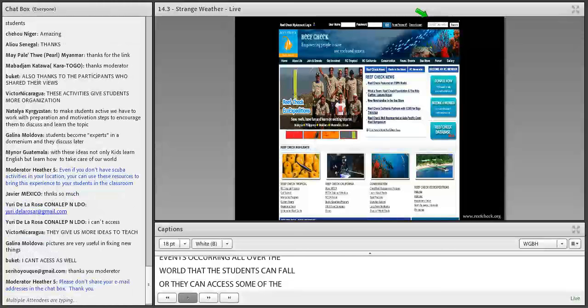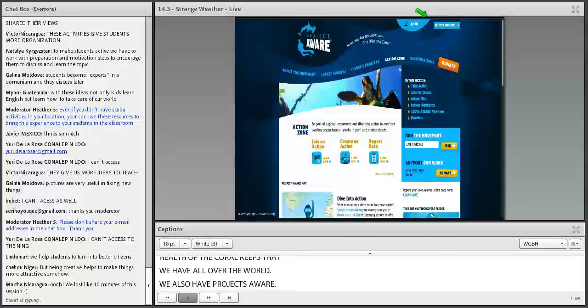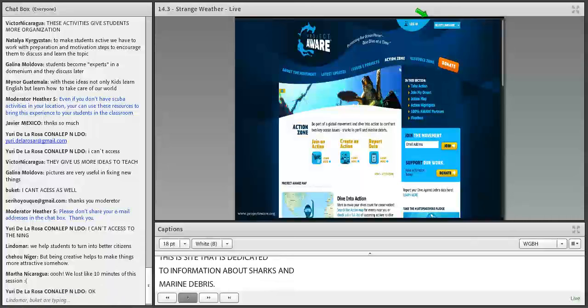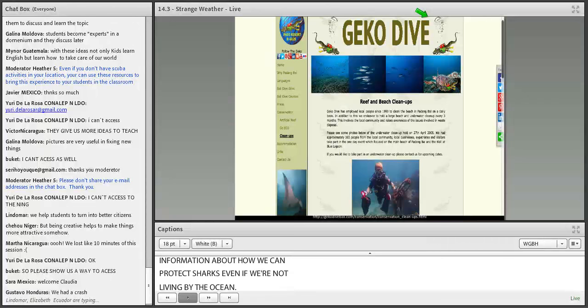We also have Project Aware, and this is a site that is dedicated to information about sharks and marine debris. So they have a huge section called the Resource Zone. And in this section, there's a lot of information about how we can protect sharks, even if we're not living by the ocean. So those were two specific websites I wanted to introduce to you.